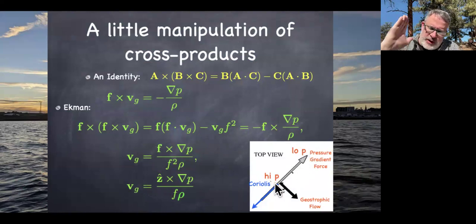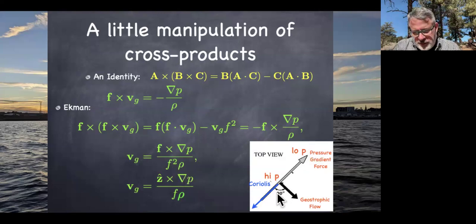So the pressure gradient goes backwards to the pressure gradient force, which goes from high to low. The gradient itself goes from low to high. So Z hat cross pressure gradient is vertical crossed into this direction. So do that with your right hand. Start with your fingers at Z hat, cross them over to the pressure gradient, and you'll see that your thumb is pointing in the direction of the geostrophic flow.